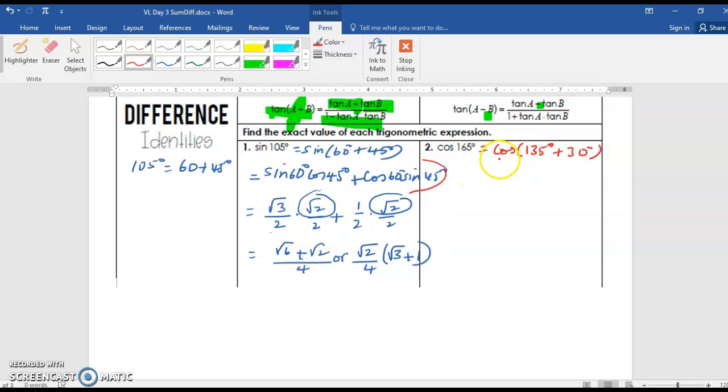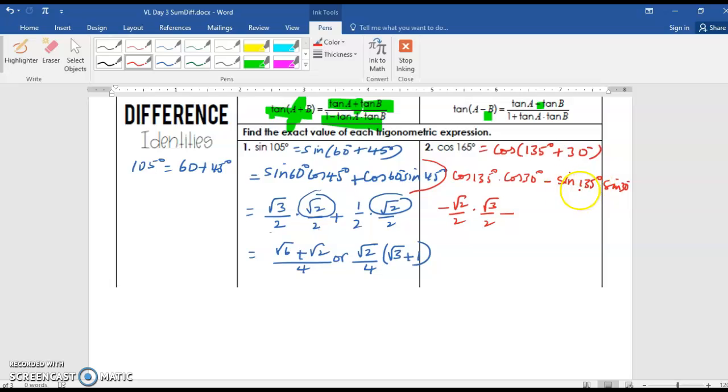Okay, so for this, now this is the cos of the sum of two angles. Which means this is cos 135 times cos 30 minus sine 135 sine 30. Okay, so cos 135 is in the second quadrant and cos is negative in the second quadrant. And this is negative root 2 over 2 times cos 30, which is root 3 over 2. It's an acute angle, so it's positive.